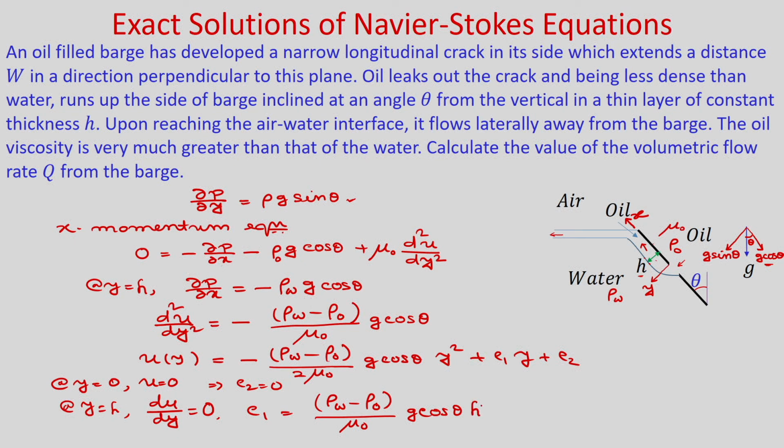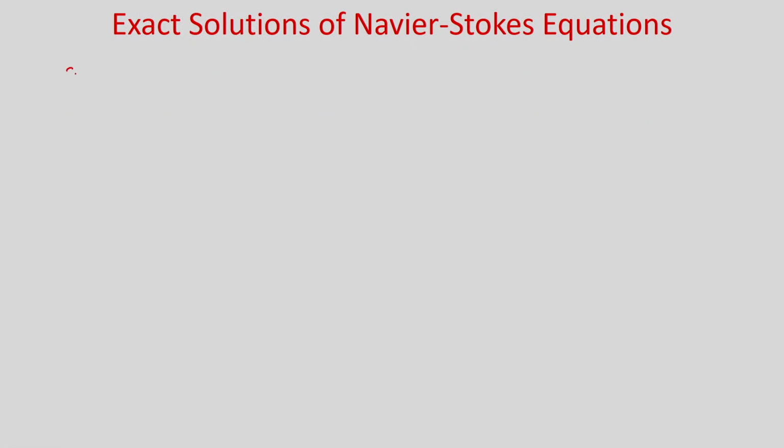into h. Okay. So, now if you put these constants in this expression, we will get the velocity distribution u(y) is equal to (rho w minus rho o) g cos theta by mu naught into (h minus y by 2) into y. Okay. So, this is the velocity distribution.